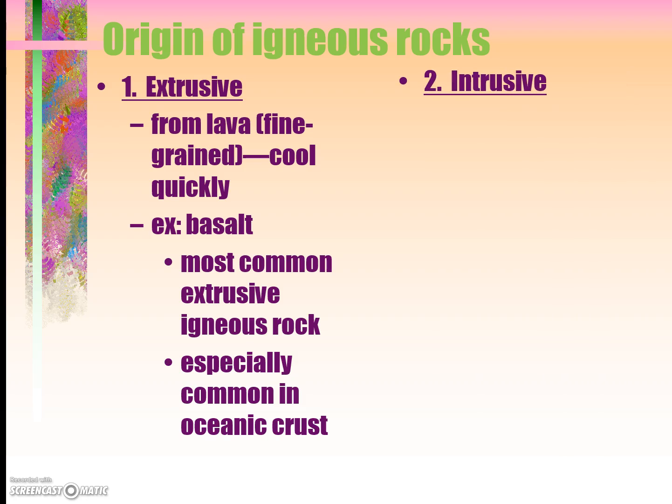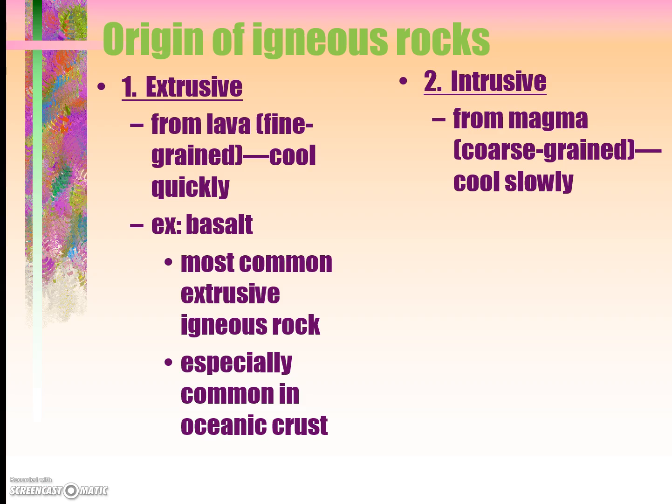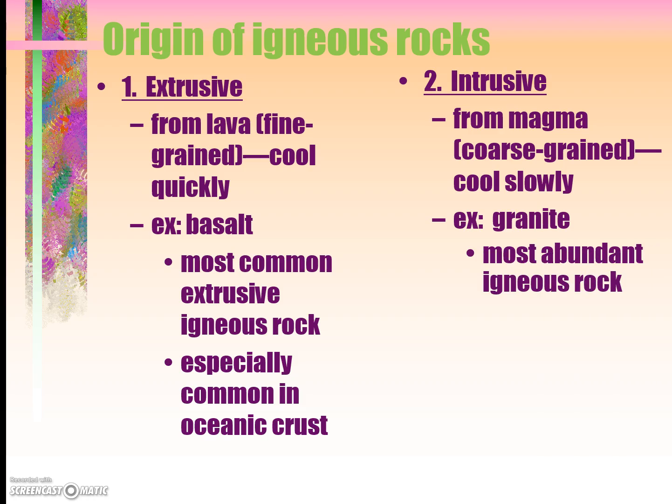The second part is intrusive igneous rocks. This is the second type, and they are formed from magma, which is inside of the volcano, and they are coarse-grained because they cool slowly, so you can see the mixture of minerals. Your example is granite. So your countertops are actually formed from the inside of volcanoes, which is really kind of cool. So you can tell your parents, hey, did you know that we have rocks from volcanoes in our kitchen? Which is kind of strange.